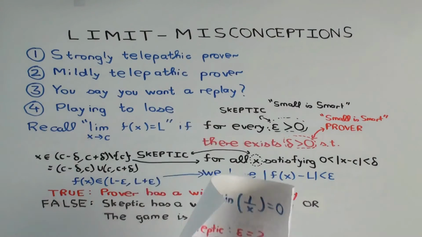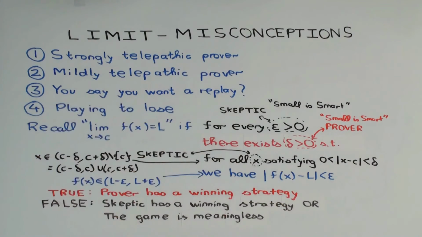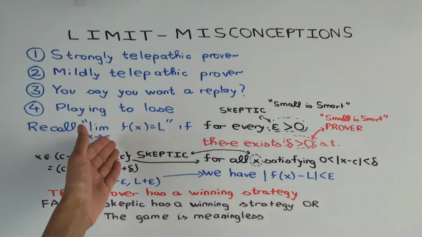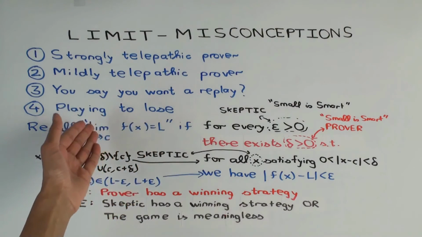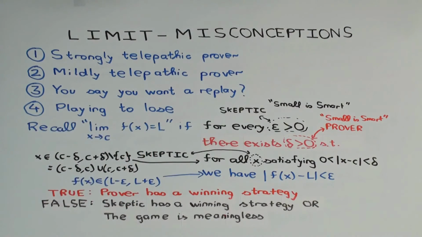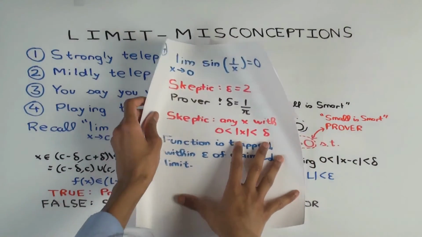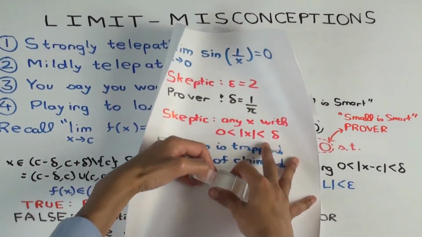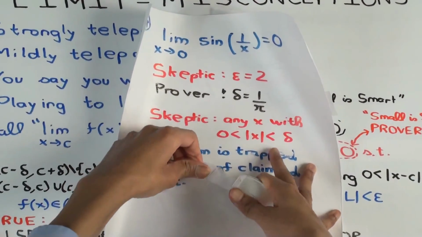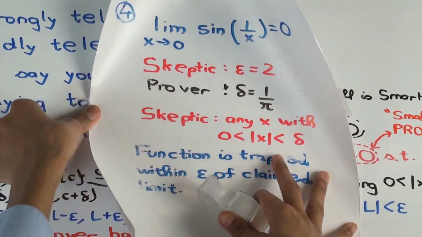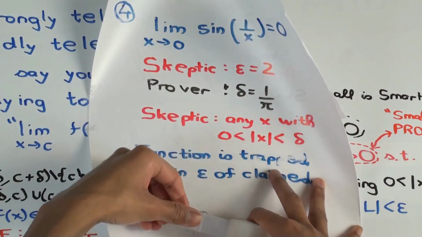Okay, let's do one last one. By the way, this one was called you say you want to replay, which is basically just saying that just one play is not good enough. So if the statement is actually true, the prover should be willing to accept it if the skeptic wants a replay and says, I want to play it again. The prover should say, sure, and I'm going to win again. Right? That's what it would mean for the limit statement to be true. So let's do one last one. It's pretty similar to the one we just saw, but with a little twist.